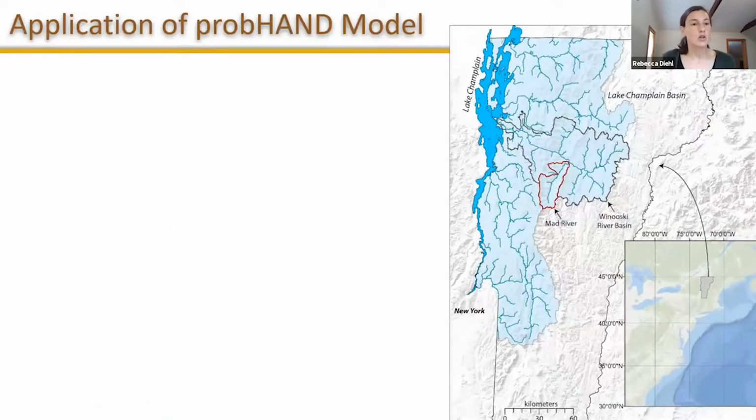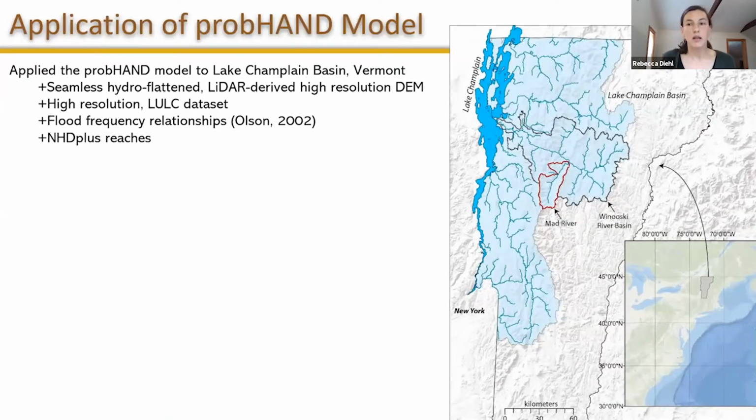So we applied the probHAND model to the Lake Champlain Basin in Vermont. And we used almost exclusively publicly available data. That was one of the goals too, so that this is something that can be adopted elsewhere with relative ease. Here in Vermont, we benefit from a great data set of high resolution DEMs derived from LIDAR. And this is growing in availability elsewhere too.